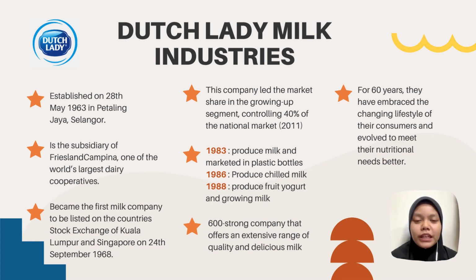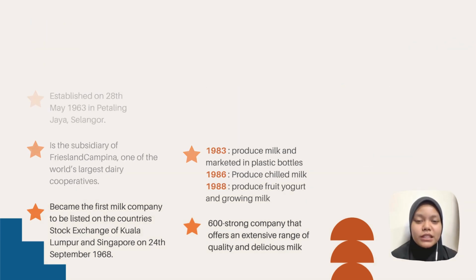In 1983, they just produced milk and marketed it in plastic bottles. In 1986, they produced chilled milk, and they produced fruit yogurt and growing-up milk in 1988. Dutch Lady Milk Industries is a 600-strong company that offers an extensive range of quality and delicious milk. For 60 years, they have embraced the changing lifestyle of their consumers and evolved to better meet their nutritional needs.